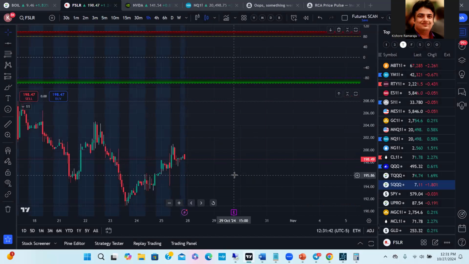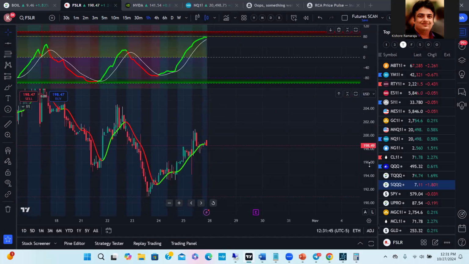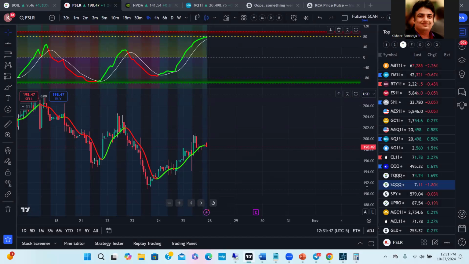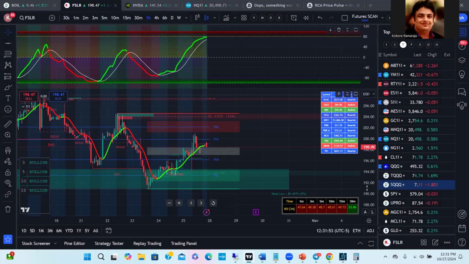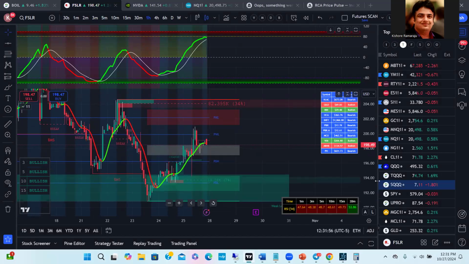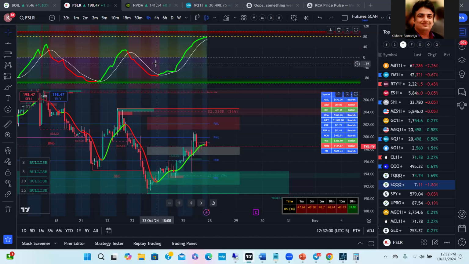FSLR. So by looking at the chart, you can tell, right, where it can go, up to what point FSLR can go. Right, it already started from the bottom, nearly close to the top. Right, it may go all the way to 204.